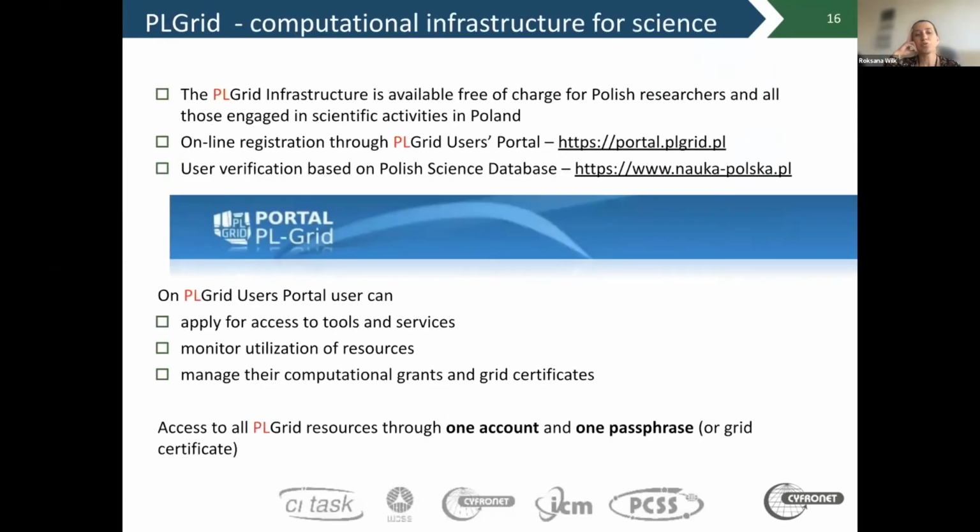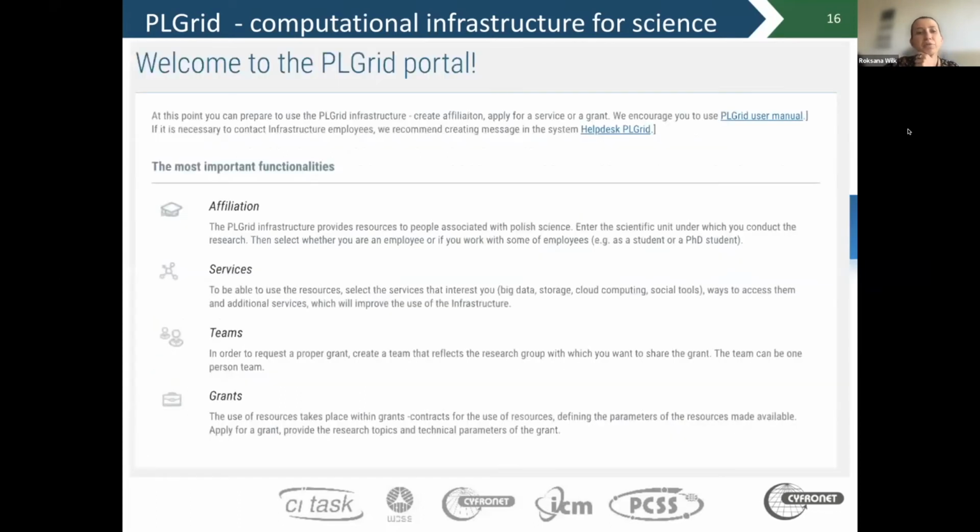And what do we offer as part of the national infrastructure? So first of all, what we consider as infrastructural resources, so computing, storage, and cloud resources, but also a universal approach towards management of affiliations of the users, monitoring and accounting for the resources used within the infrastructure, and the whole resource allocation process before the monitoring and accounting. All of this is available through the portal.